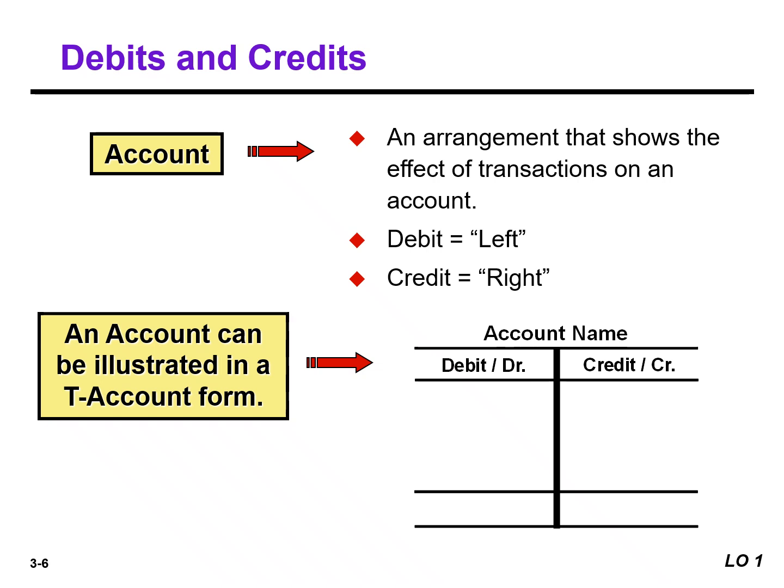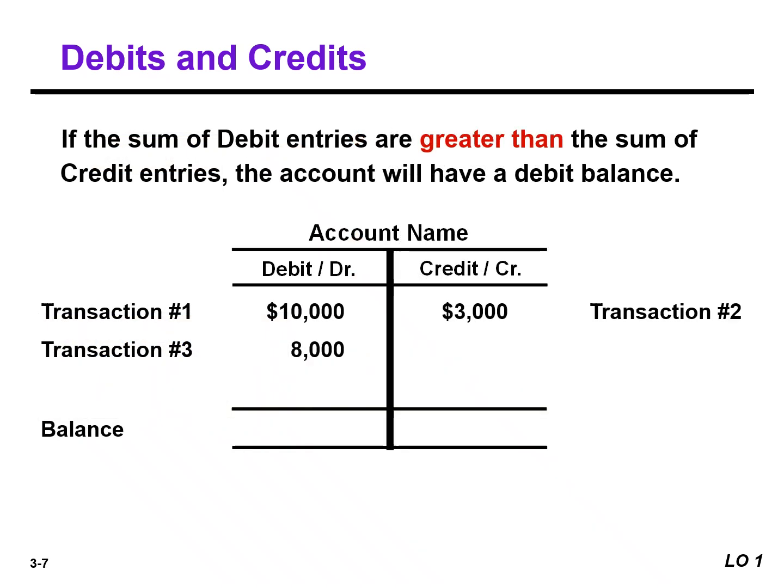The account shows the effects of transactions, and we refer to these as T accounts, right? You put the debits and the credits, and whichever side is higher, we subtract it out, and that's the balance that we have in that account. That's how we figure out the true balance of any account. So if the sum of the debit entries is greater than the sum of the credit entries, the account will have a debit balance. In this case, we have 18,000 of debit and 3,000 of credit, so we have a 15,000 balance. That's a debit.